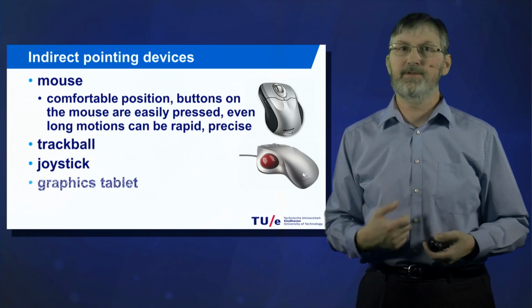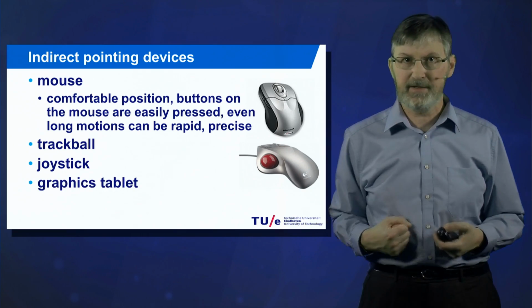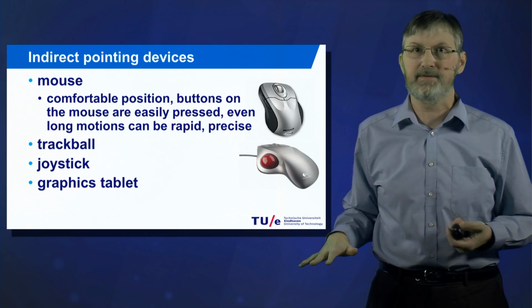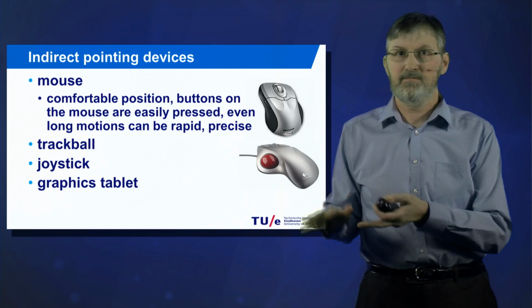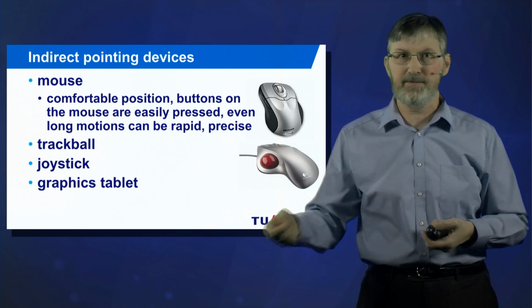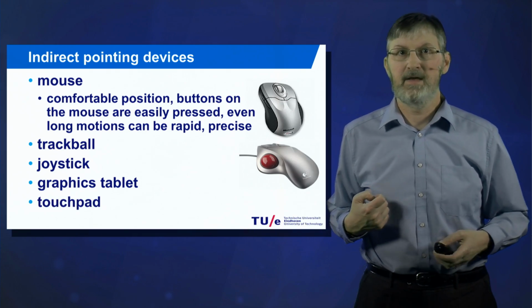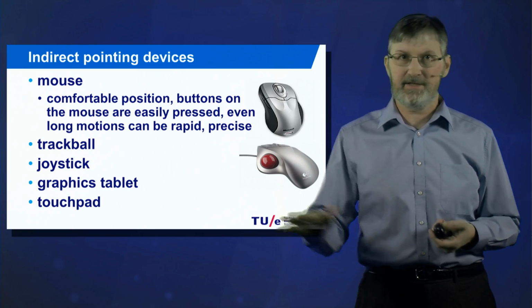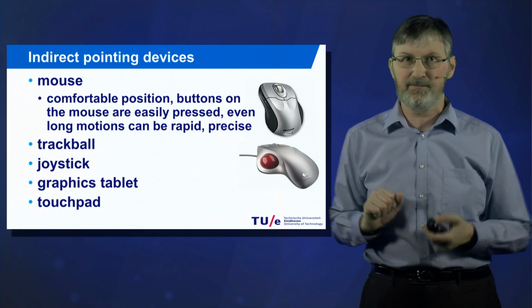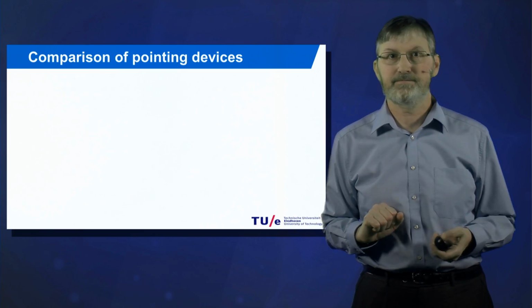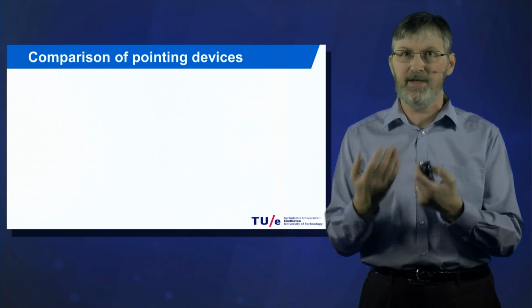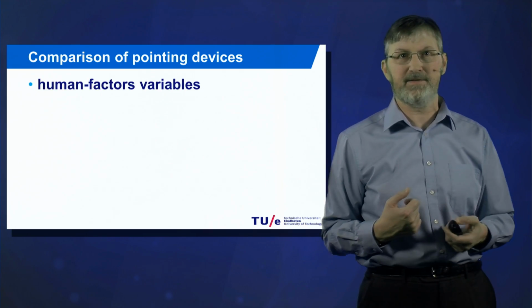Other indirect pointing devices are joysticks and graphics tablets. They're like the touchscreen, but the touch part is separate, and sometimes also larger and often used with a pen. There are also touch pads. It's like a graphics tablet, but you just use it with your fingers. All these devices have pros and cons and are better for some applications and worse for others.